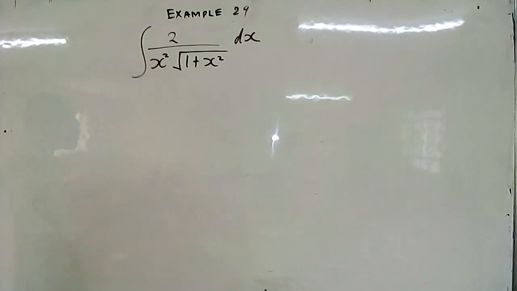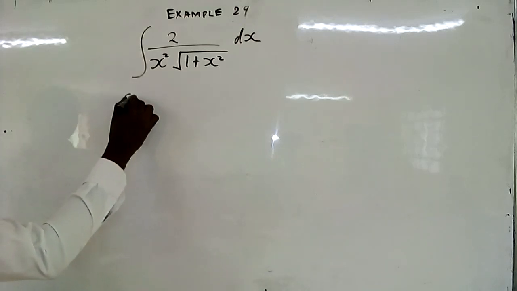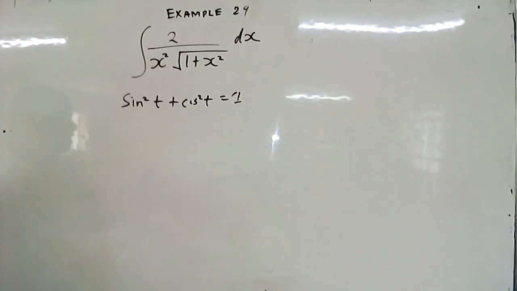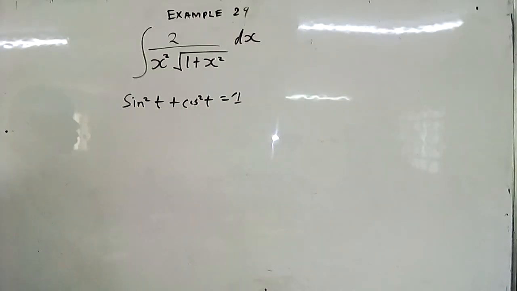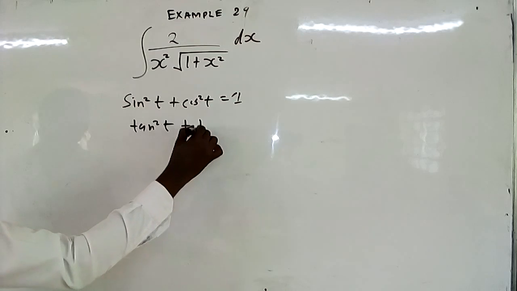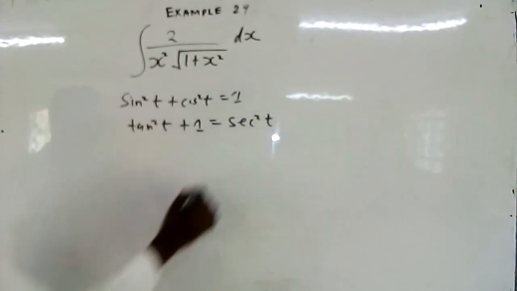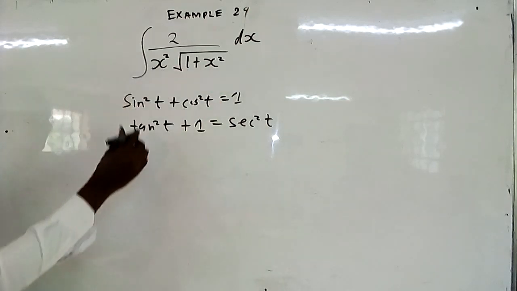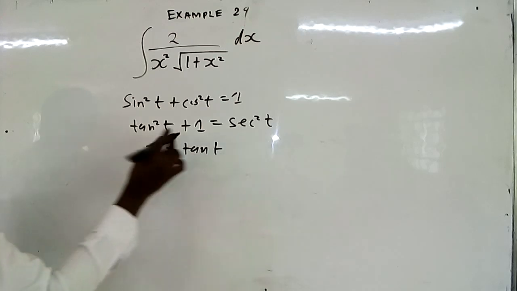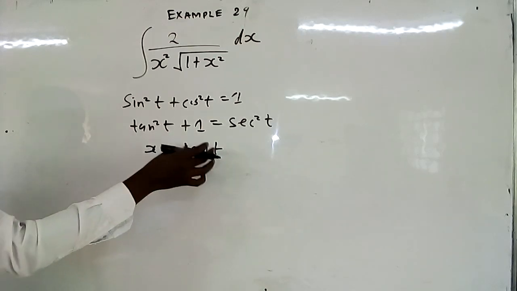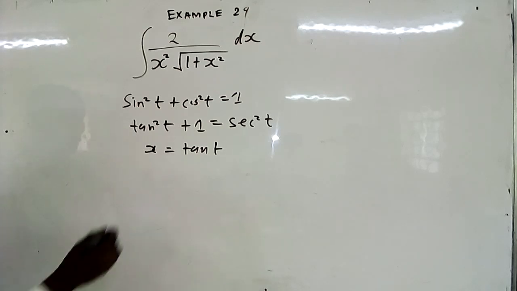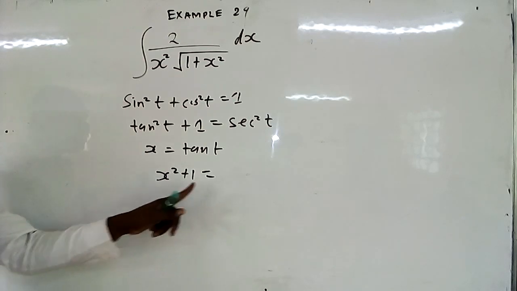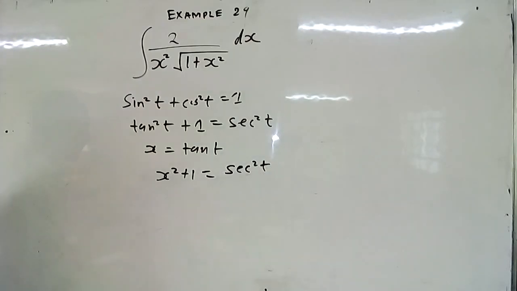In the Pythagorean identity, sine squared t plus cos squared t is equal to 1, isn't it? That is the first. The second one, if you divide through by cos squared, you get tan squared t plus 1 is equal to sec squared t. So it means when x is tan t, you can see tan squared t is going to be x squared, isn't it? So x squared plus 1 is going to be the same as sec squared t.